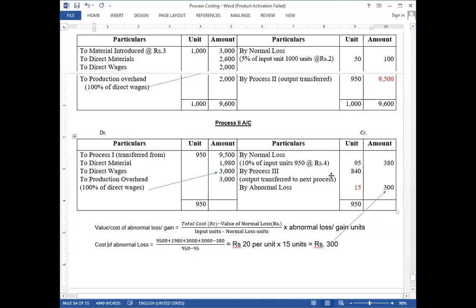After that, you have to find out the value of the output, that means the cost of the output. Very simple. Balance it. Whatever balancing figure comes, that will be the cost of the output. Or, since you have already calculated 1 unit is 20 rupees, you can directly multiply 840 into 20. It is up to you.